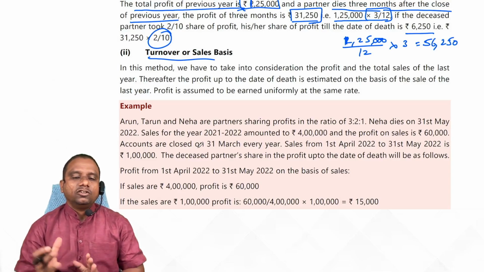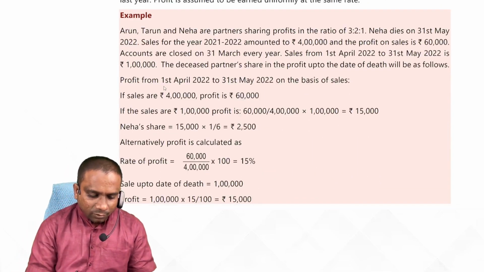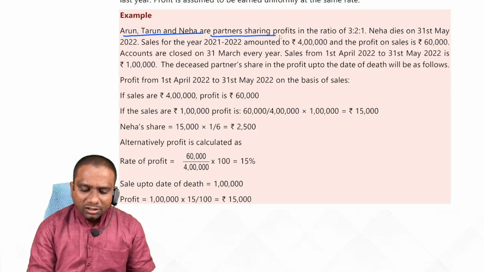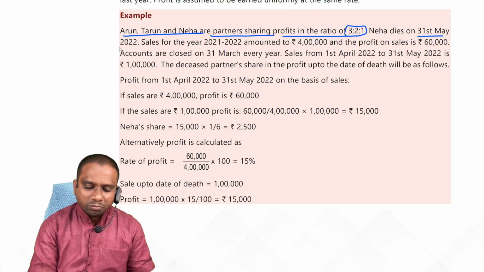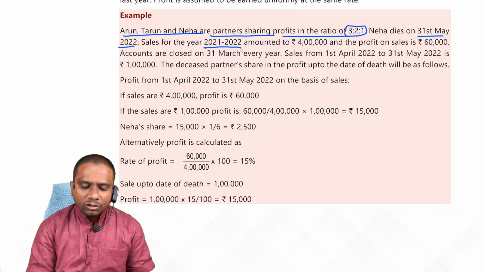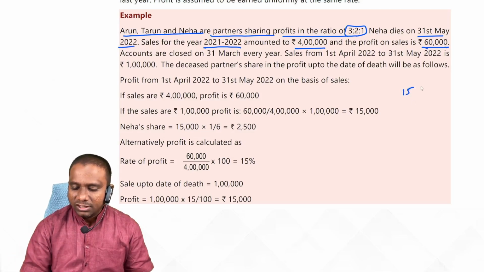That is his share of profit. Yes or no, students? Observe here. Arun, Tarun and Neha are partners sharing profits in the ratio 3 is to 2 is to 1. Neha dies on 31st May 2022. 21-22 sales 4 lakhs and profit is 60,000. You can simply calculate percentage: 60,000 divided by 4 lakhs. So it comes around 15%.